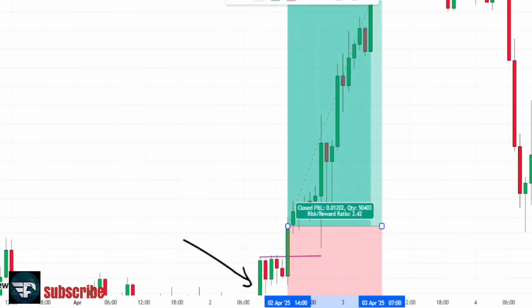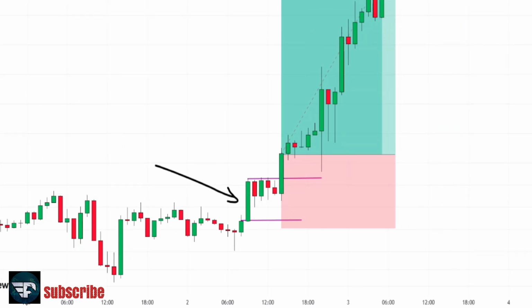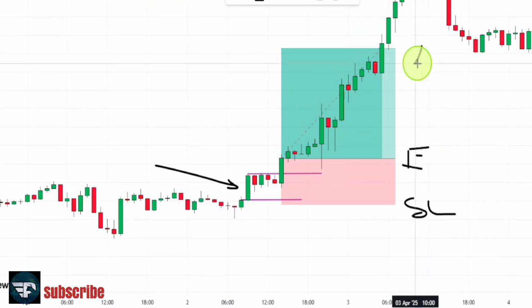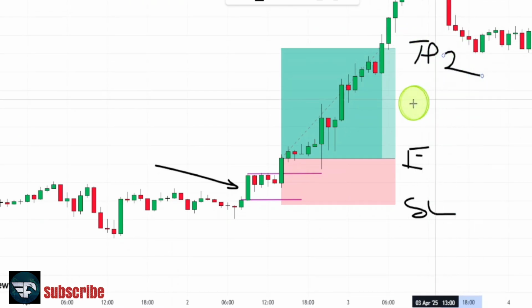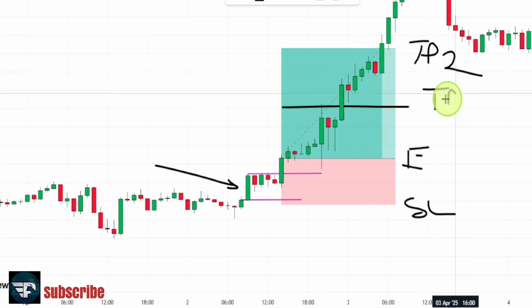Remember, this is a scalp, so you need to be in and out of the market. Your stop loss will be here, and this is going to be your entry. This place is going to be your SL, and your TP is going to be somewhere here. That is 1:2. TP2 can be here, and your TP1 can be somewhere here. That is 1:1, which can be your TP1.